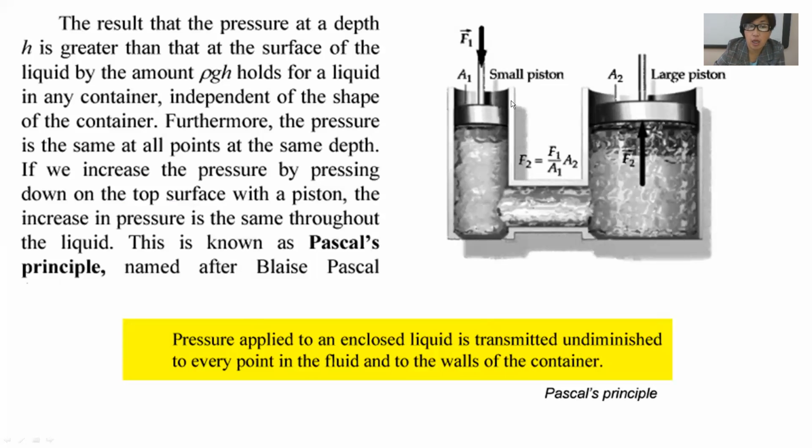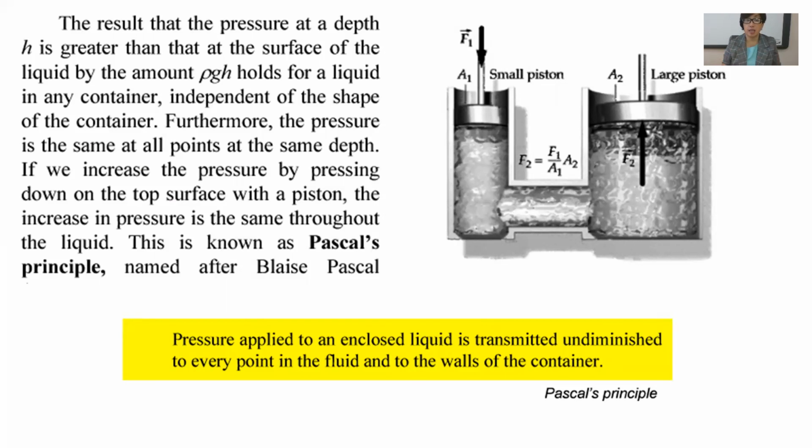Here we take a container consisting of one small piston and a second large piston. The resultant pressure at a depth h below the surface of the liquid is rho g h, which holds for a liquid in any container, independent of the shape of the container. The pressure is the same at all points at the same depth.